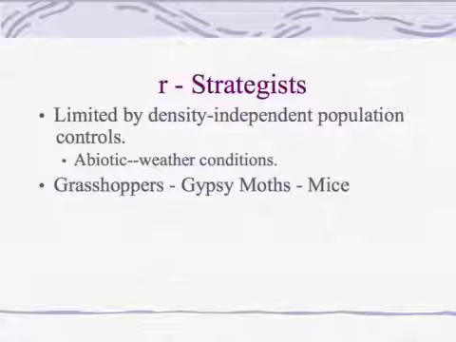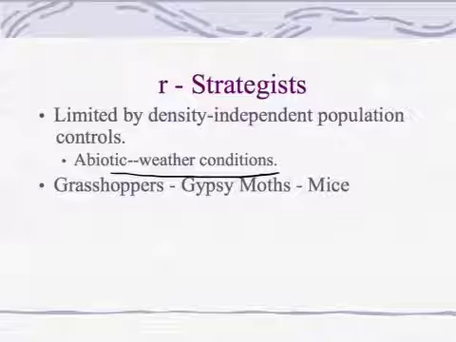R strategists are density independent, so we're looking at weather factors as the big cause of controlling a population. And a few examples of these are grasshoppers, gypsy moths, mice, and zebra mussels as well.